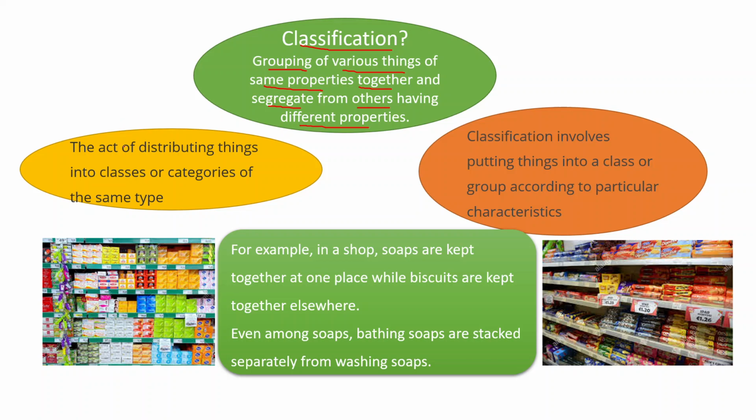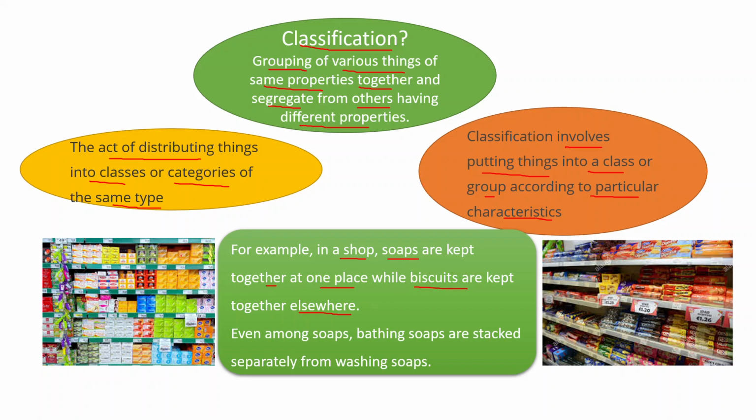You can also say the act of distributing things into classes or categories of the same type. You can also say classification involves putting things into a class or group according to particular characteristics. For example, in a shop, soaps are kept together at one place while biscuits are kept together elsewhere.